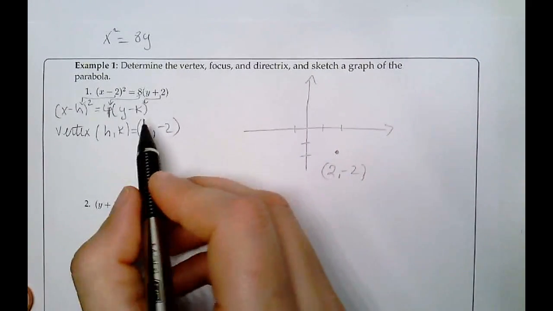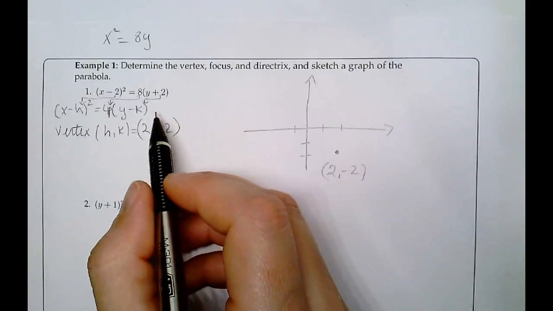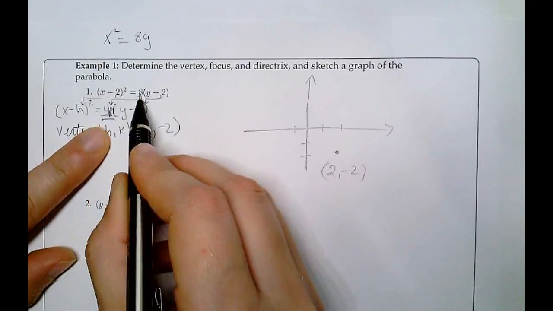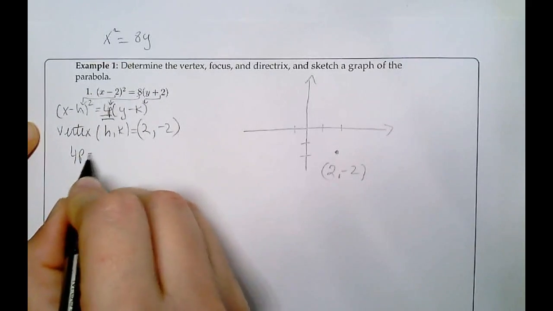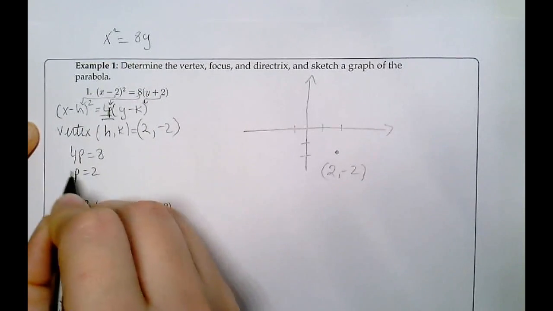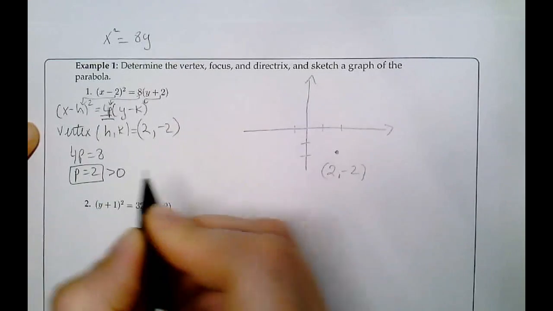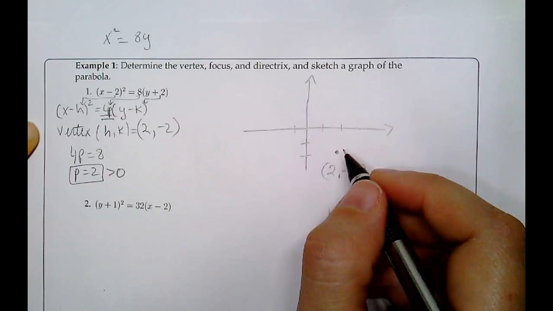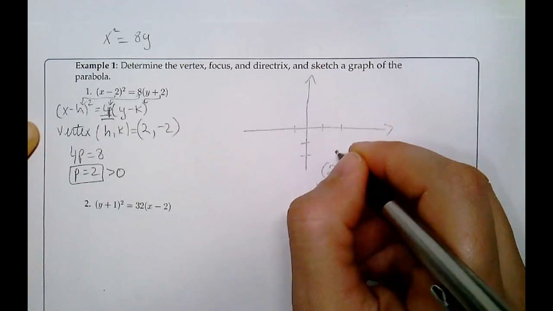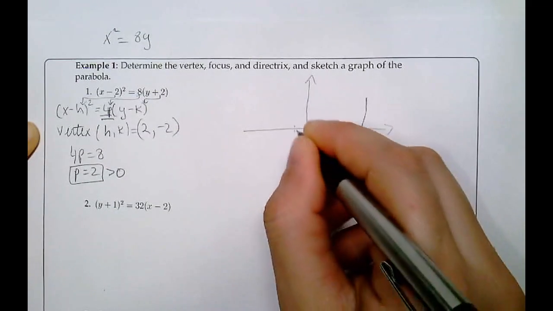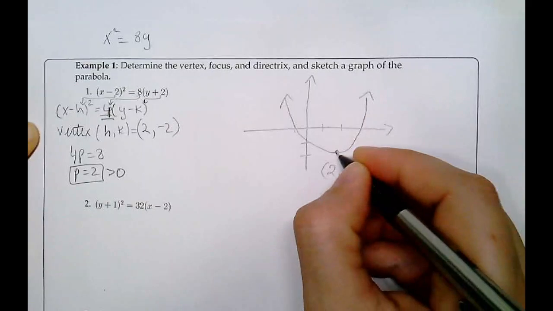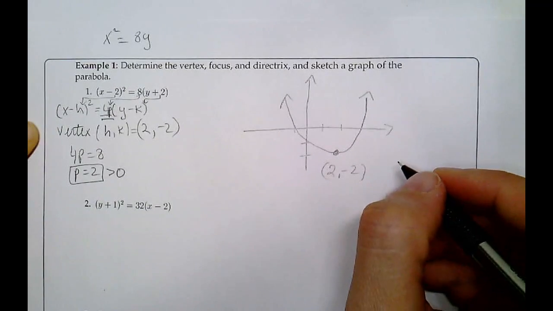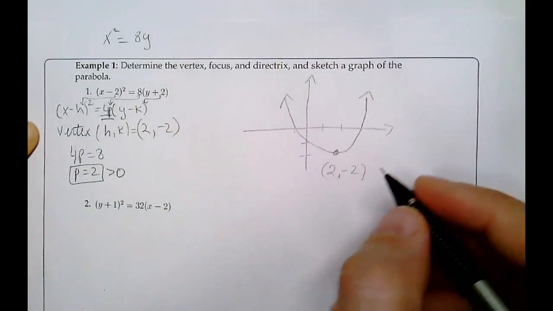Okay, so now let's see what p is. So I have that 4p has to be equal to 8, so 4p equals 8, so that means that p equals 2. So p equals 2 is positive, that means that my parabola is going to open up. So it's going to be something like this. And this is the vertex. And now where is the focus going to be? And where is the directrix going to be?